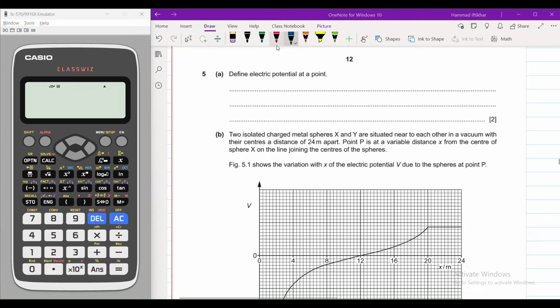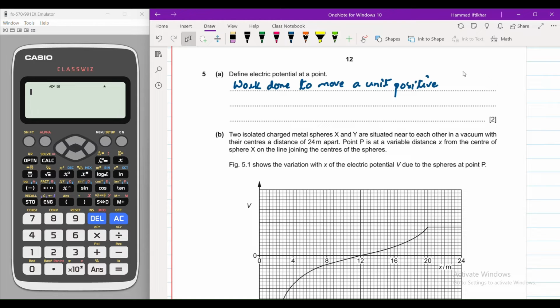So question number 5. Define electric potential at a point. Electric potential at a point in an electric field is the work done to move a unit positive charge from infinity to that point.